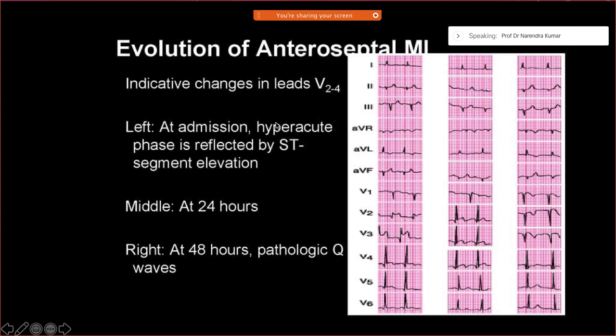So what happens in the anteroseptal MI? These are the different types of anterior wall MI. Anteroseptal is represented by V1 and V2, and maybe sometimes V3 as well. The changes may be seen ranging from V1 to V3 at the most, and ST elevation is going to be there. And unlike all other myocardial infarctions, if it has already evolved, you will start seeing the Q waves as well.